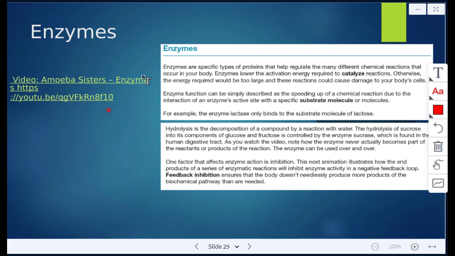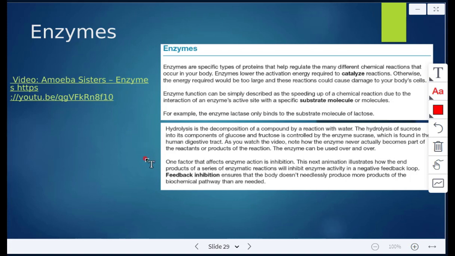So there is a video here on enzymes. It's another Amoeba Sisters video on enzymes. All right, and then in the video we'll see that the enzyme never actually becomes part of the reactants or products. It can be used over and over.